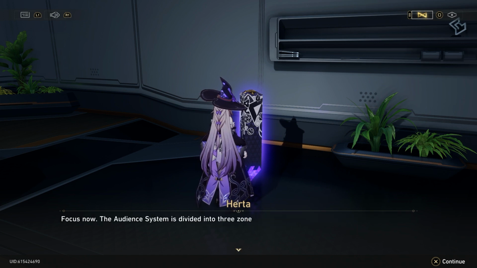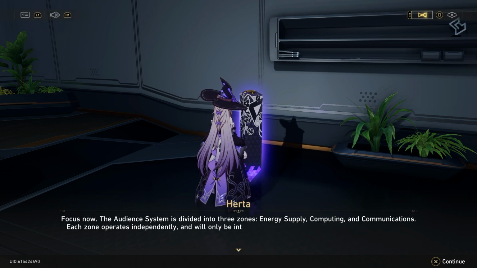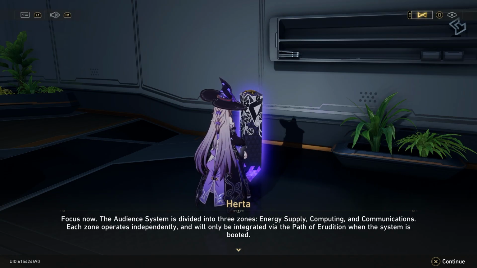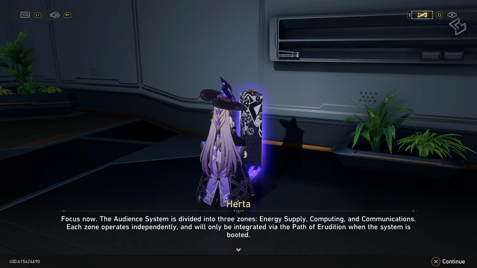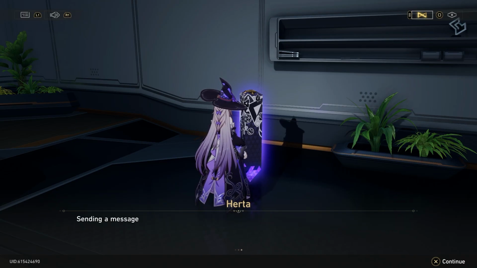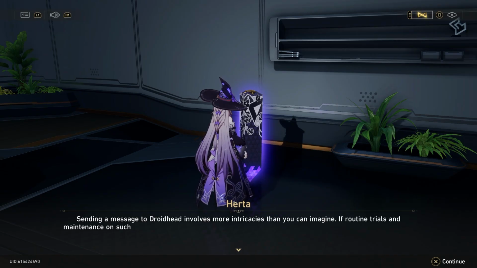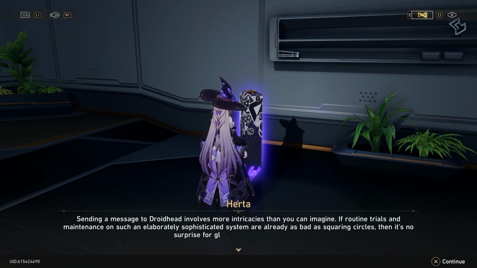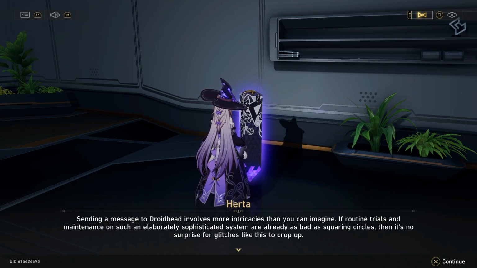Focus now. The audience system is divided into 3 zones: energy supply, computing, and communications. Each zone operates independently and will only be integrated via the path of erudition when the system is booted. Sending a message to Droid Head involves more intricacies than you can imagine. If routine trials and maintenance on such an elaborately sophisticated system are already as bad as squaring circles, then it's no surprise for glitches like this to crop up.